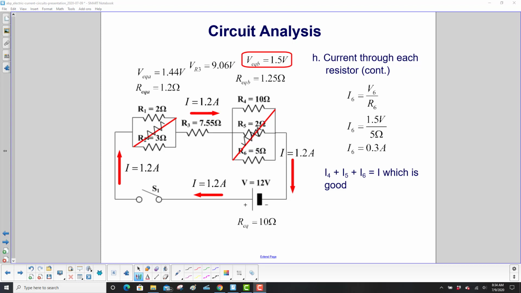And here is our I6. V6 over R6, and we get 0.3 amps. And when you add the three currents from these three resistors, they correctly add up to 1.2 amps.